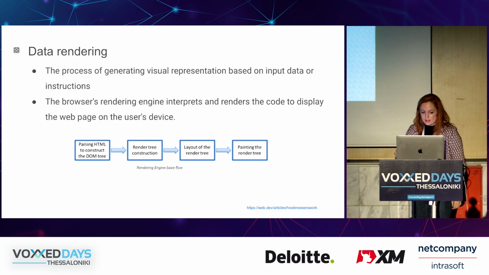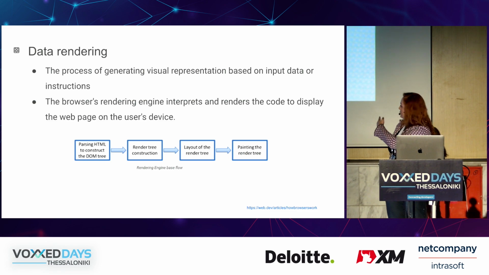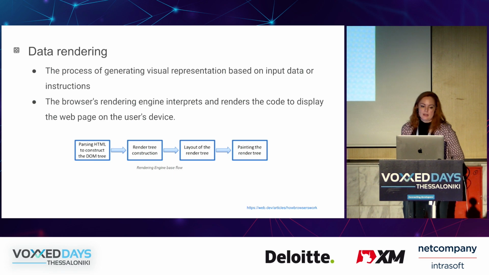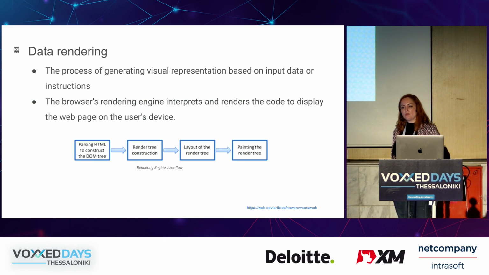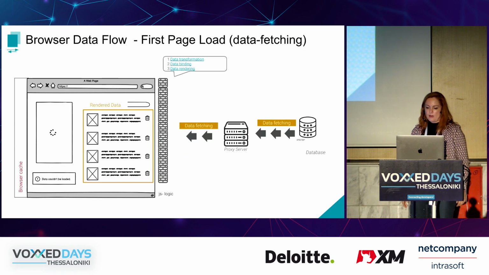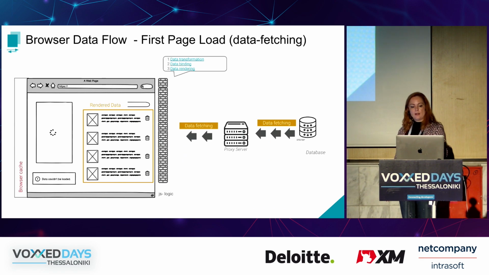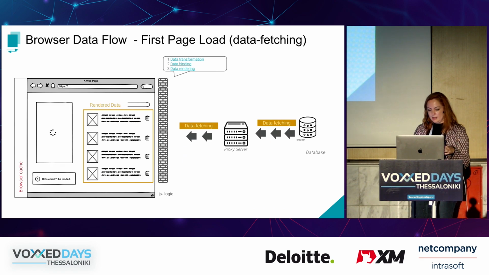And the last phase is the rendering. This is one of my favorite diagrams. I stole it from the reference you see there. It's a great article. I recommend you to read it. Data rendering, in a few words, is the process of converting the instructions we see on the screen into pixels, actually.